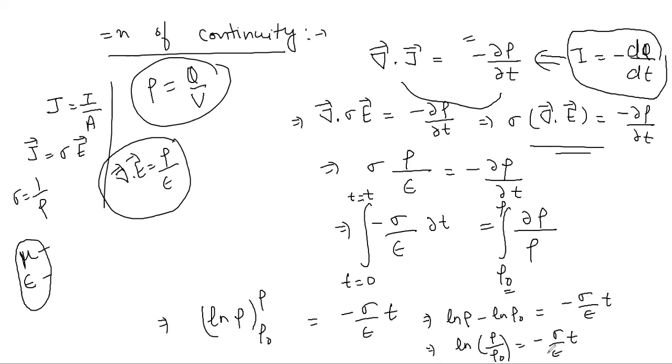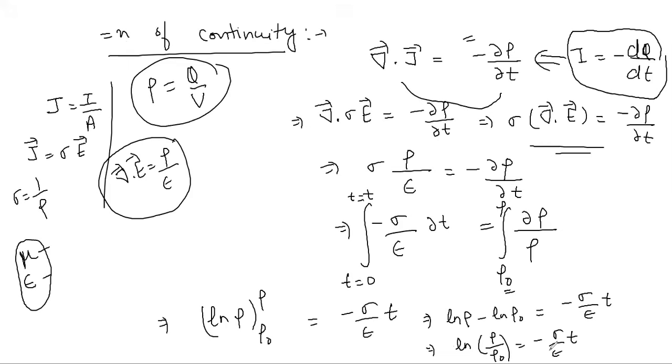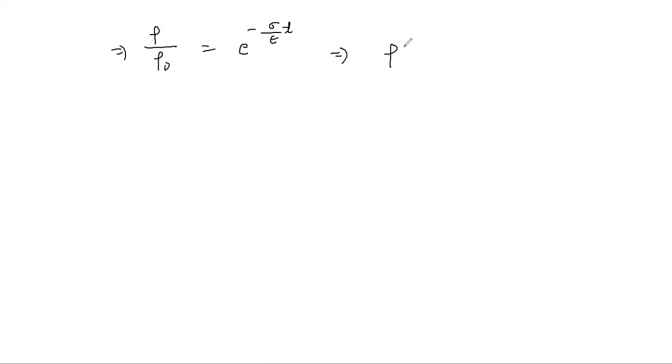Dono taraf exponential agar le loge, so exponential on the left hand side will cancel ln, and on the right hand side you will get e raised to power minus sigma upon epsilon into t. So what you will get would be rho upon rho naught is equal to e raised to power minus sigma upon epsilon t. If you take exponential on both sides, left hand side as well as on the right hand side, this is what you will get here. That means here rho, which is a function of time, of course, is equal to rho naught e raised to power minus sigma upon epsilon t.